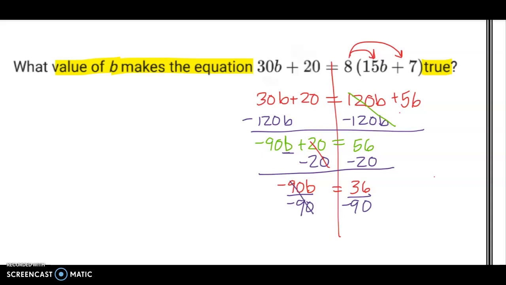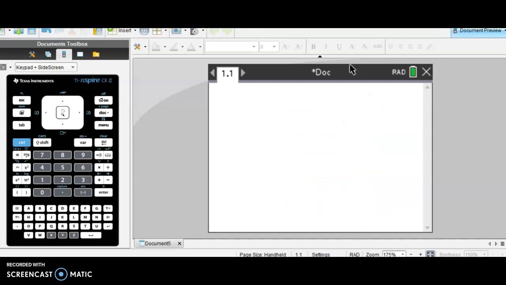Because anything divided by itself is 1, so 1b is equal to, and then you would divide 36 by negative 90. Now in your calculator, you can type in 36 divided by negative, the negative button's right below the 3, 90, and we get negative 2/5.